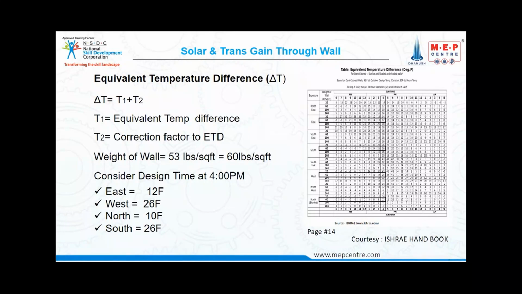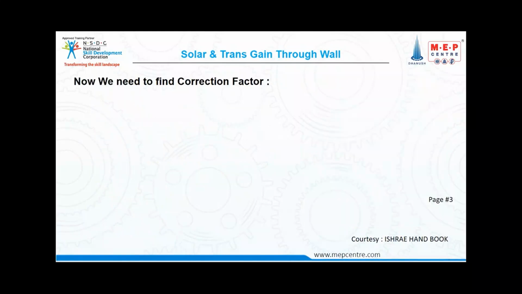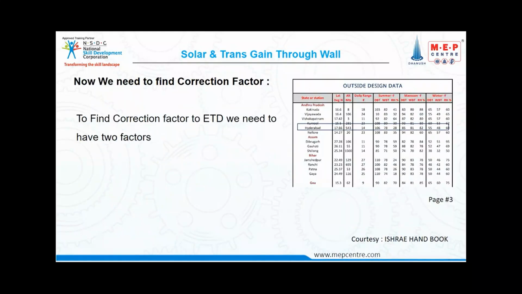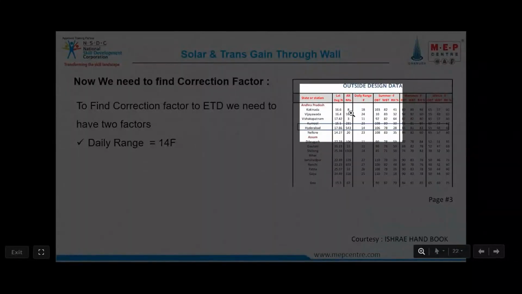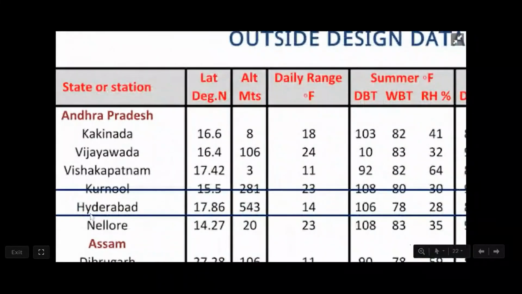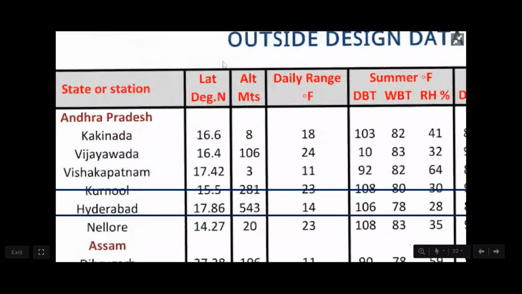Next, T2, the correction factor, we need to find. To find the correction factor to the equivalent temperature difference, we need two factors. One is the daily range. From page number 3, you can see the daily range. For the Hyderabad location, the daily range is 14 degree Fahrenheit.